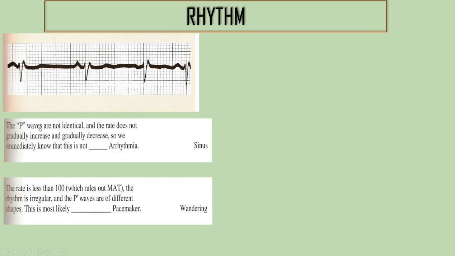The P waves are not identical. The rate does not gradually increase and gradually decrease, so we immediately know that it is not sinus arrhythmia. The rate is less than 100, which rules out multifocal atrial tachycardia. The rhythm is irregular and the P prime waves are of different shapes. This is most likely wandering pacemaker.